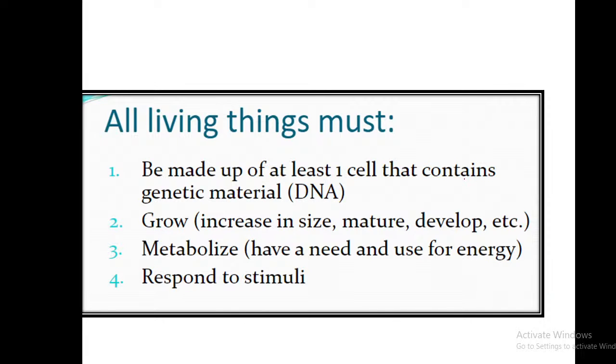So it must be made up of at least one cell that contains the genetic material. A living organism should have at least a minimum of one cell. That is what we call unicellular organisms. അതിനെയാണ് നമ്മൾ യൂണിസെല്ലുലാർ ഓർഗാനിസംസ് എന്ന് പറയുന്നത്. ഒരു സെല്ലെങ്കിലും ഉണ്ടായിരിക്കണം. ഇനി ആ സെല്ലിനകത്തോ എന്തായിരിക്കണം?